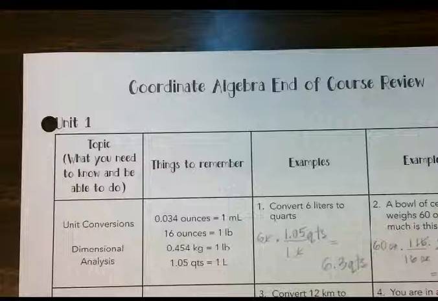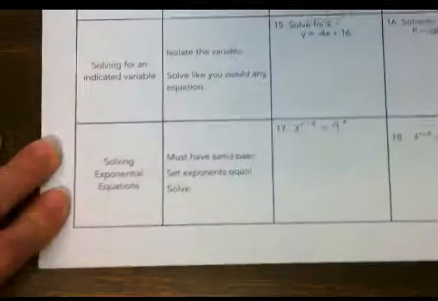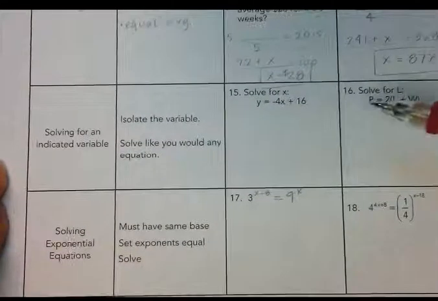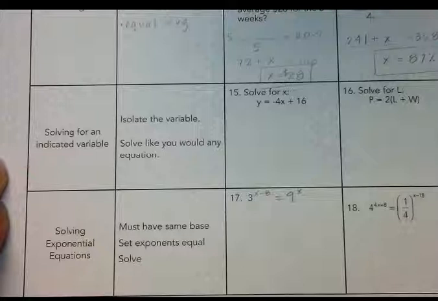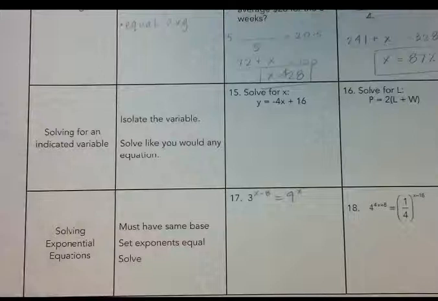All right, this is the last video for Unit 1. We are on the back of your end of course review in the last two topics. Solving for an indicated variable. Basically, these are the problems where there might not be any numbers in them at all, and you're asked to solve for a specific variable. So what that means is you need to isolate the variable, and basically your steps are going to be solving like you would if there were numbers in it. It's just that you can't actually answer the problem.